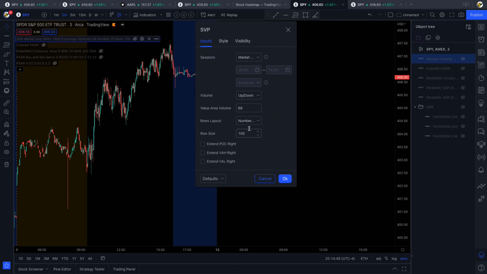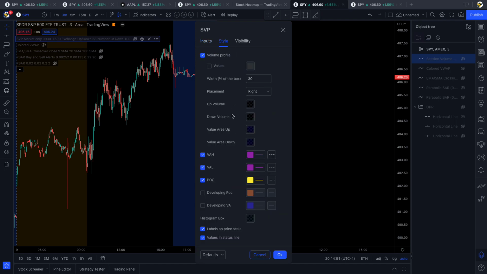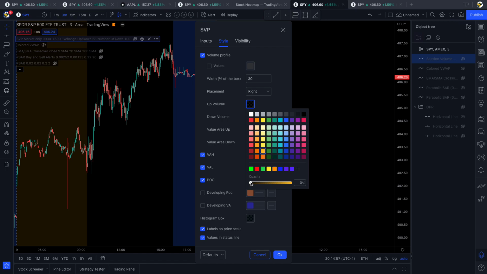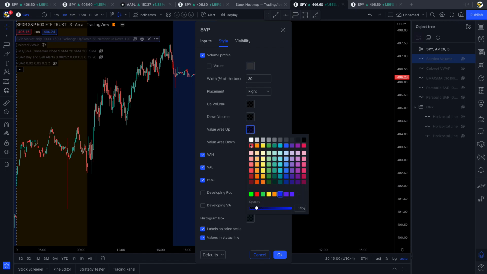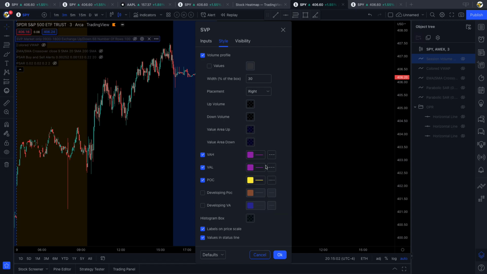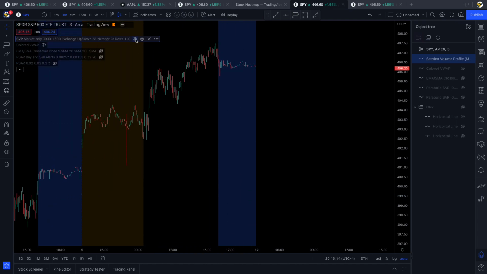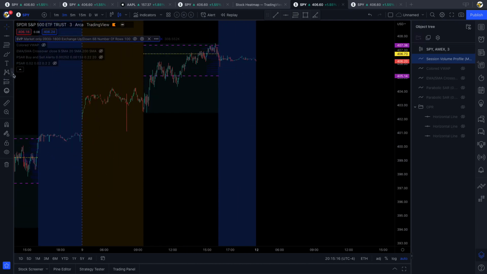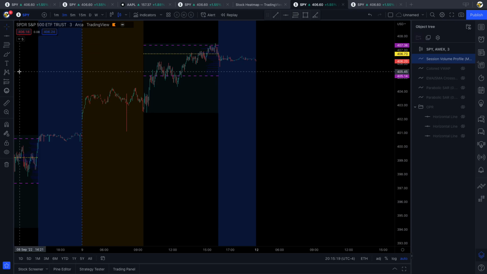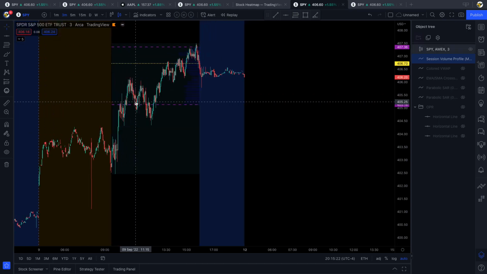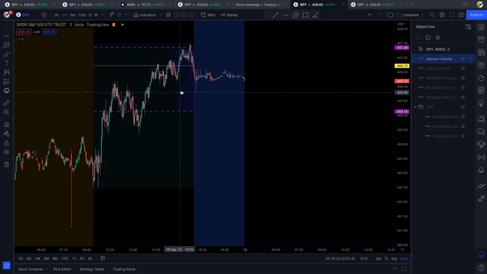So I changed it, and then how I do it is under style, where it says up volume and down volume, I'll click on that and I'll change the opacity to 0. And then the value area, I'll change that opacity to 15%. Make sure the VAH, VAL, and the POC, you can color them any color you want, is on. And that gives me where it'll only show the value area. Here's another thing that's strange too. OT and we've tested this, and I don't know why, but his POC and my POC are different.